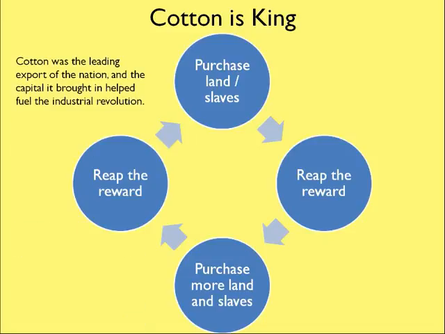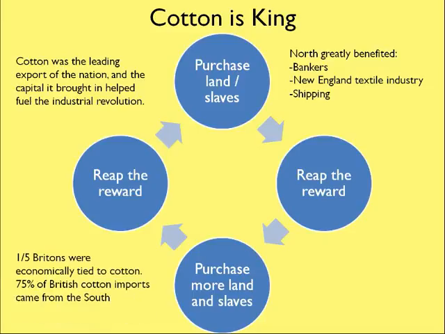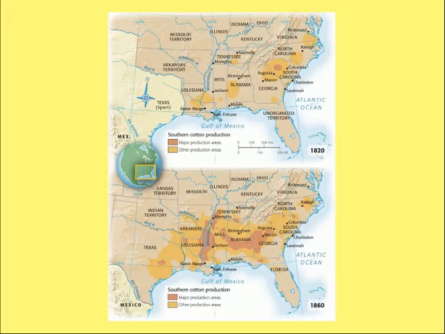Now, it's the leading export of the nation, north and south, and the capital it brought in often went into banks, but then was loaned out, often to fuel the Industrial Revolution. And the North is benefiting from this as well. Bankers benefit from this growing economy, and the New England textile industry has a source of cheap cotton built and grown with slaves. And shipping of cotton is often done in northern ships. And Britain is benefiting from this as well, tied to the cheap cotton.